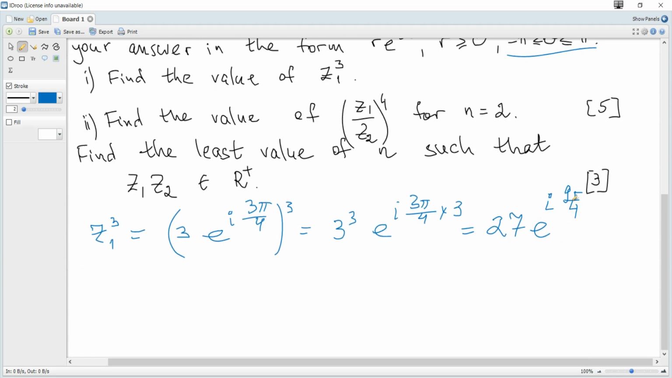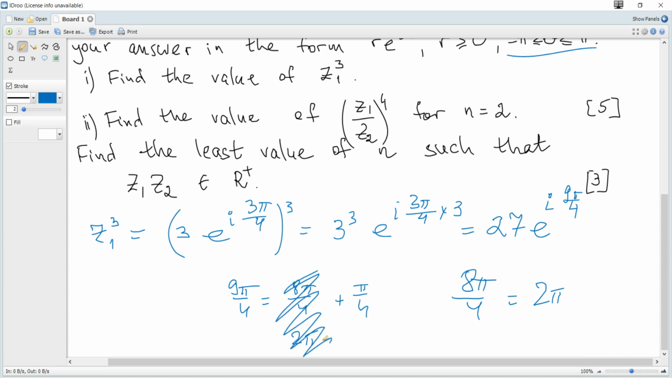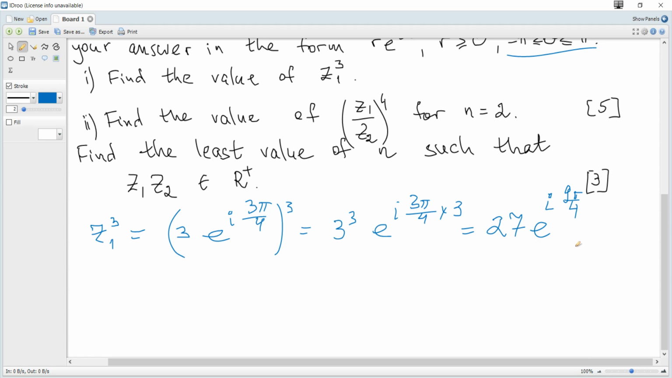You can see that 8 pi over 4 is 2 pi, so we can just subtract 2 pi. So 9 pi over 4 is 8 pi over 4, which is 2 pi, plus pi over 4. And it's the same as just pi over 4. So you can add or subtract any number of 2 pi or 360 and it will be absolutely the same argument. It will be equivalent. So it's the same as 27 times e to the power of i pi over 4.